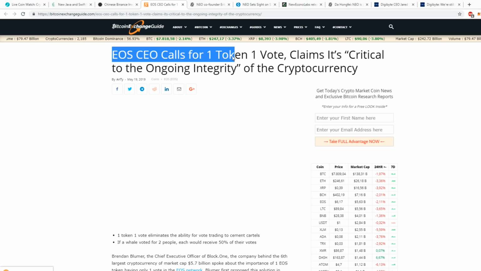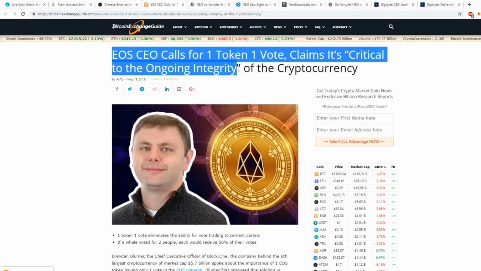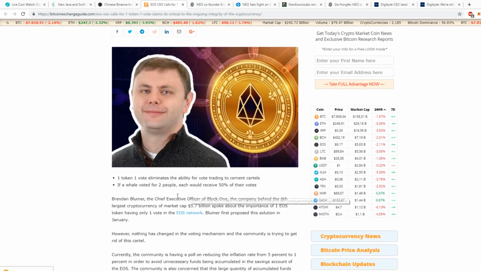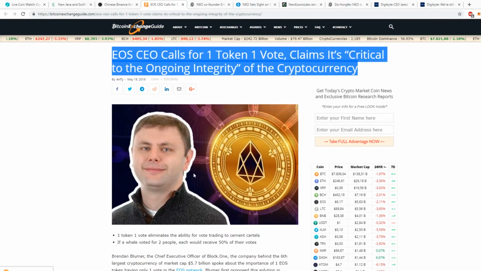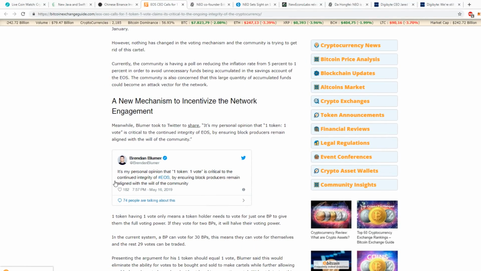EOS CEO calls for one token, one vote, claims it is critical to the ongoing integrity of the crypto. Here's Dan Latimer, and this is, of course, one of the reasons why people are always skeptical with EOS because of the decentralization issues. And I also find a lot of articles which are saying that EOS is just way too centralized for their own good and things like that popping up. But Brandon Bloomer here said, "It's my personal opinion that one token, one vote is critical to the continued integrity of EOS by ensuring block producers remain aligned with the will of the community."